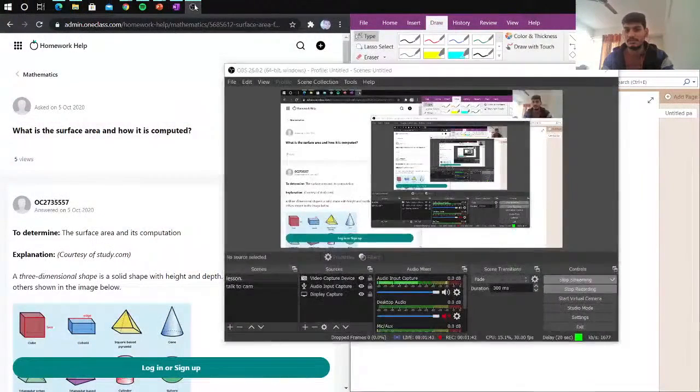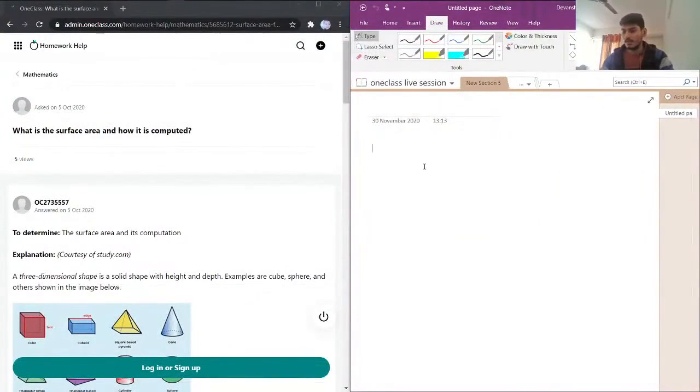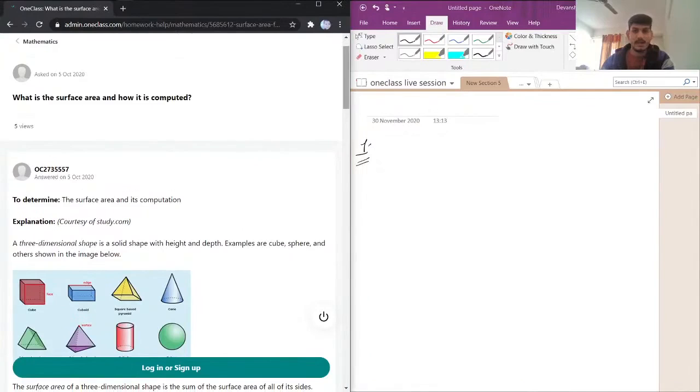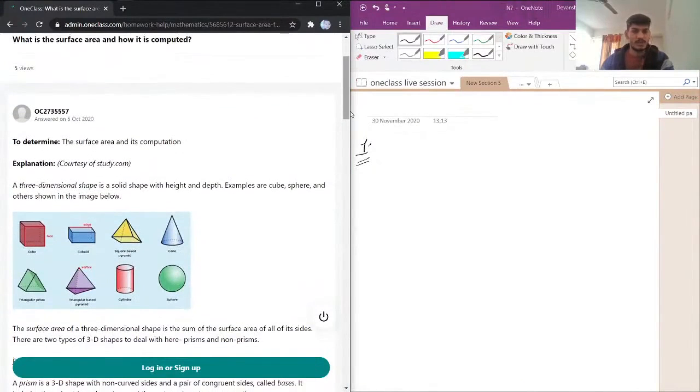So let us start with the first question. What is the surface area and how is it computed? This is a kind of general question, the surface area and its computation.